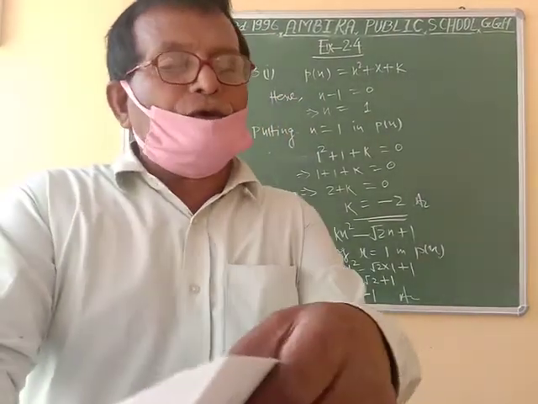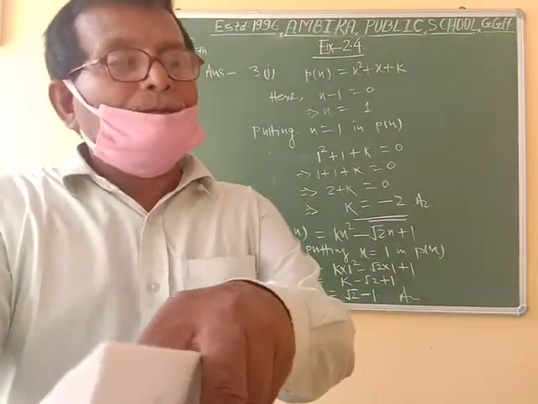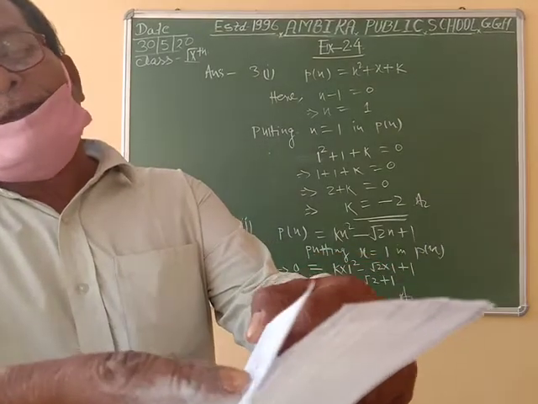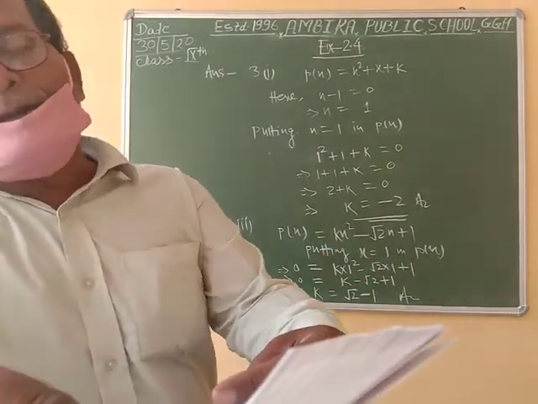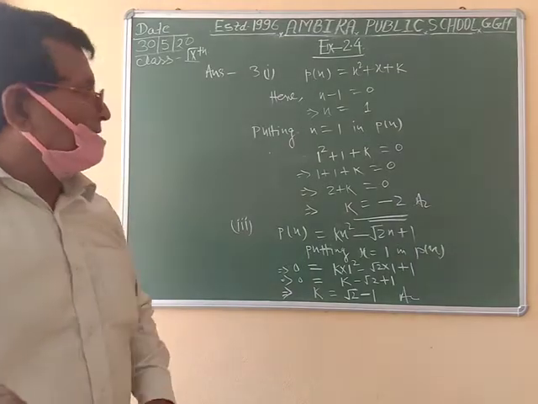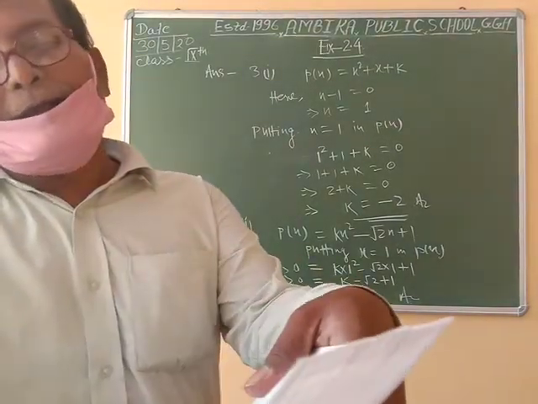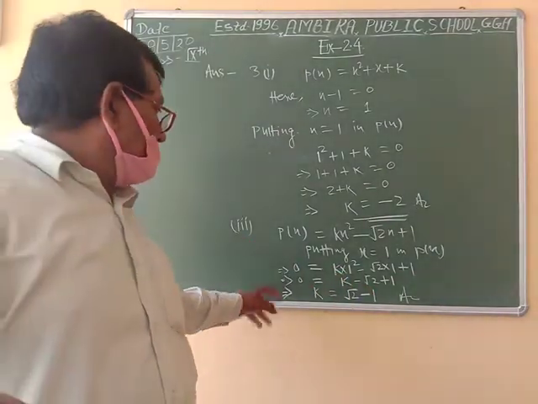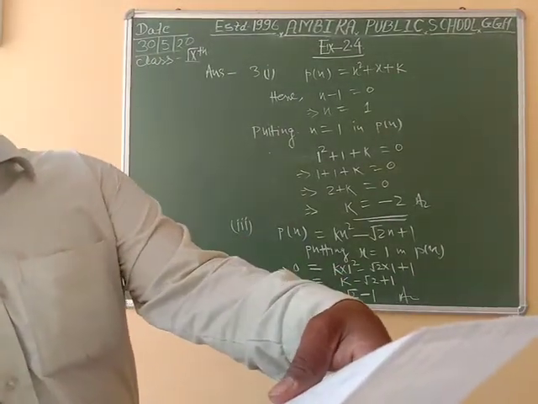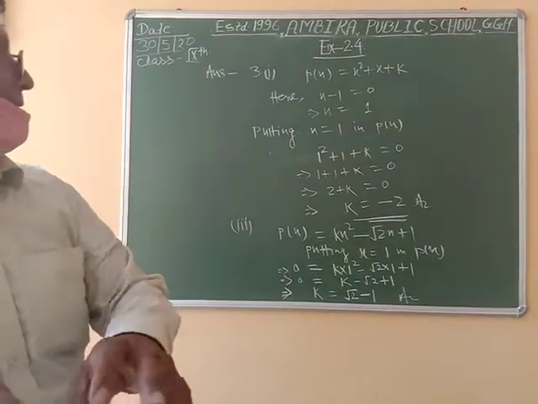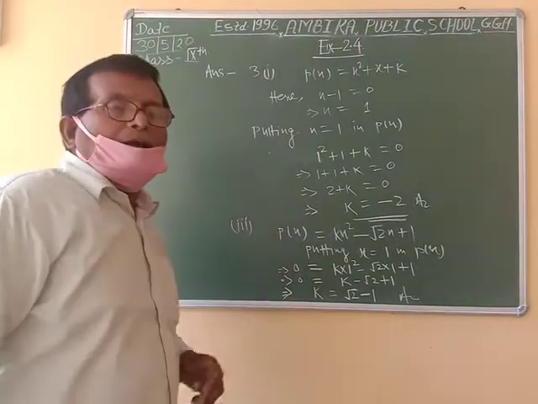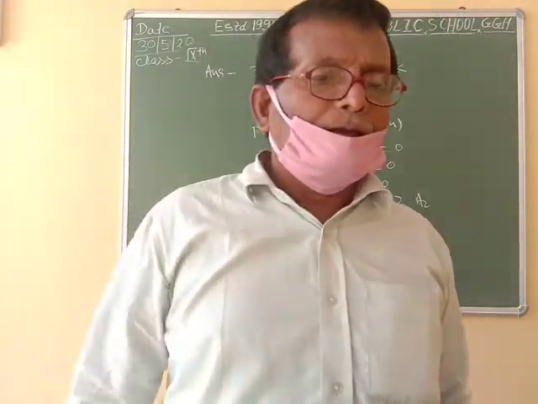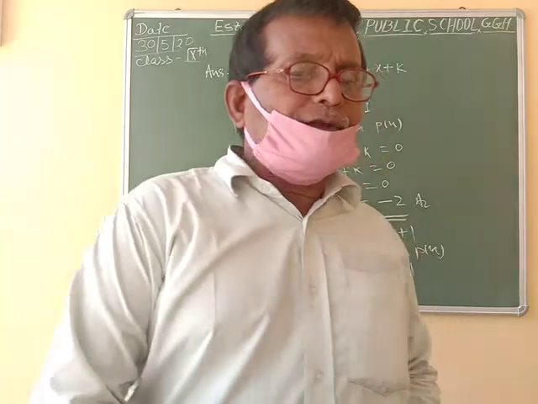So I am going to solve question number 4 of exercise 2.4. Here in question number 3, the value of k is equal to minus 2 and in part 3, the value of k is equal to root 2 minus 1. Similarly, you can solve all questions of question number 3. Now I am going to solve question number 4.